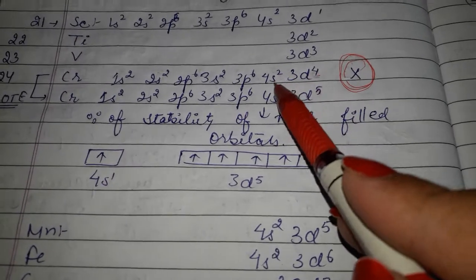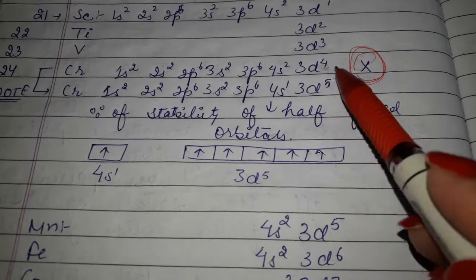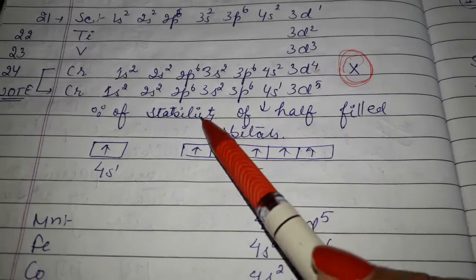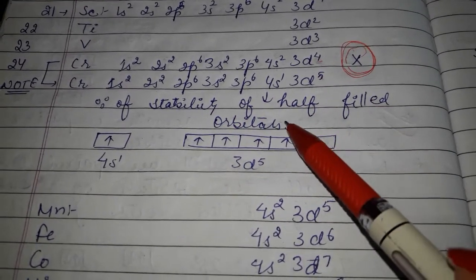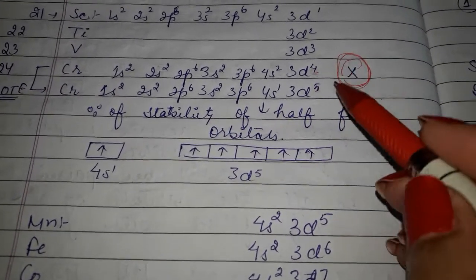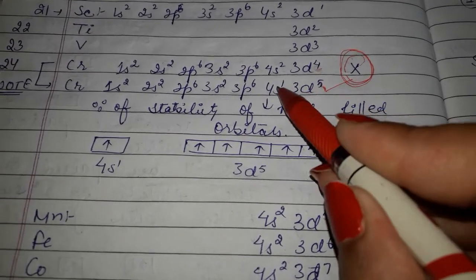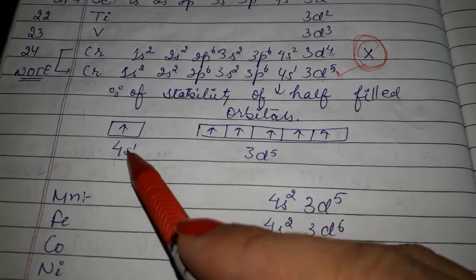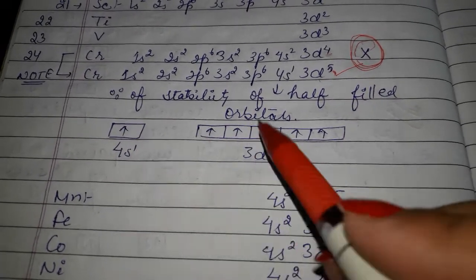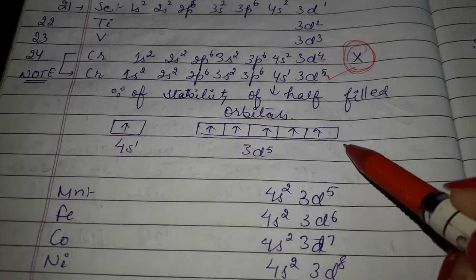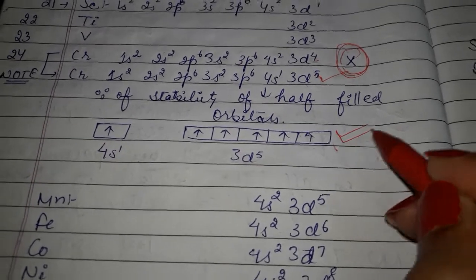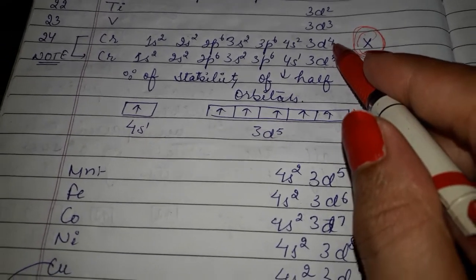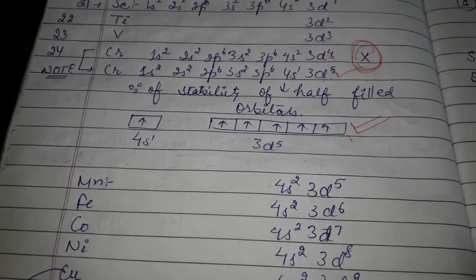3d5, not 4s2, 3d4. This exception was explained by the stability of half-filled orbitals. As we can see in this configuration, 4s is half-filled, 3d is half-filled. Got it? 4s1 half-filled, 3d5 half-filled. So it will have more stability. That's why this configuration is correct and not this one. Okay, this is an important concept.